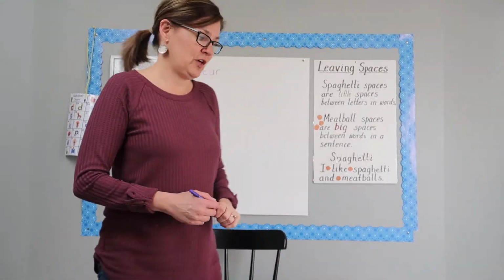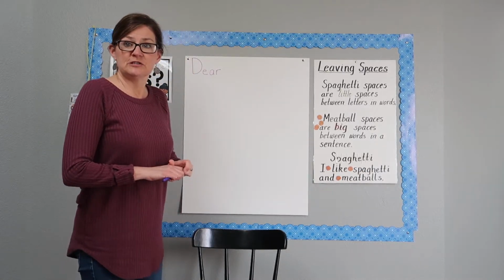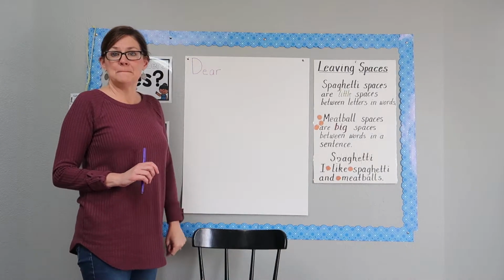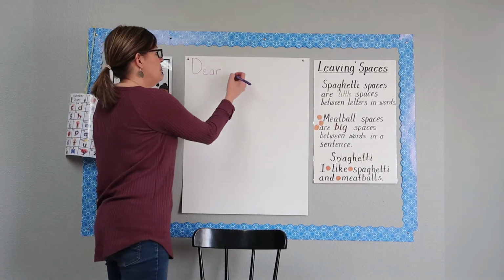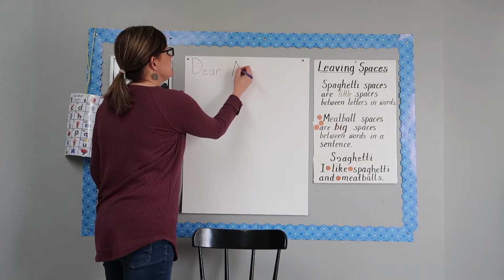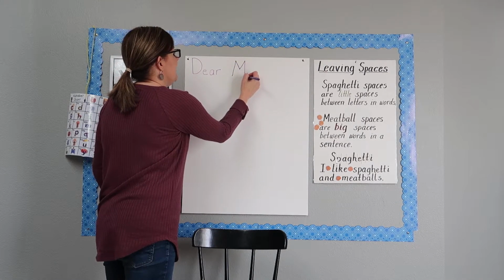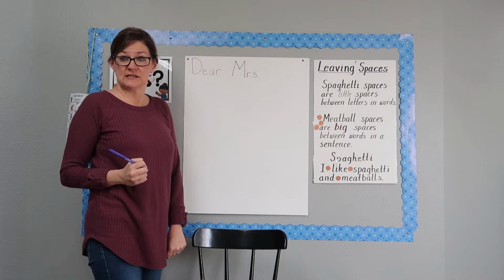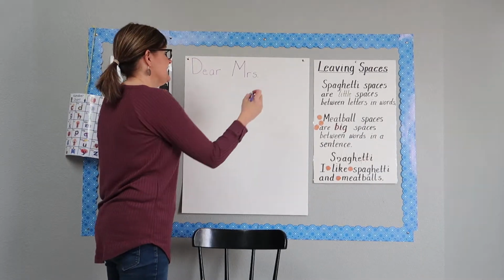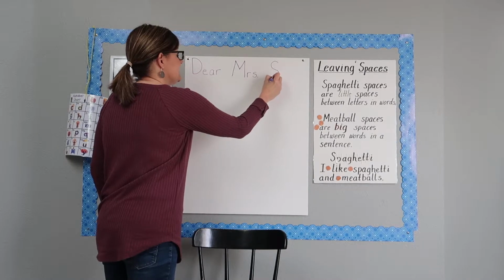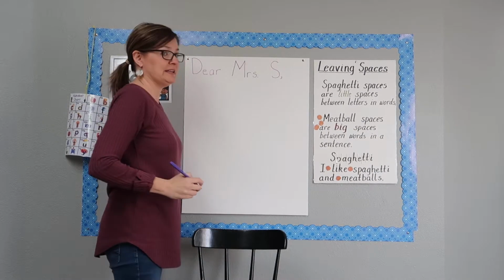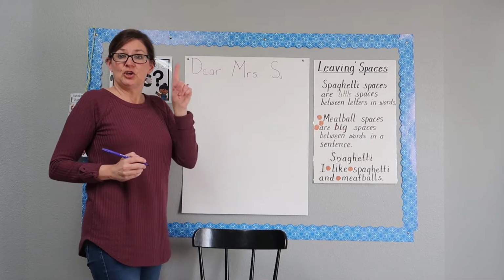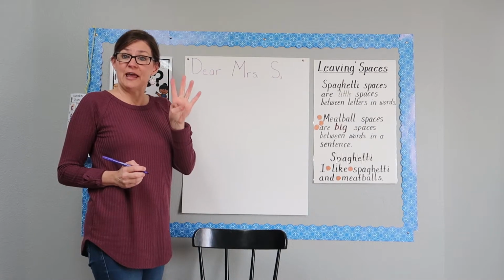But we have to start with the opening first. So remember that we're writing to me. So I already wrote dear. We're going to write Mrs. S. Now, Mrs. is written like this: M-R-S. And that's the abbreviation for Mrs. So we're just going to put a little period right there. Dear Mrs. S. And there's my comma, because we need to take a little break right there.